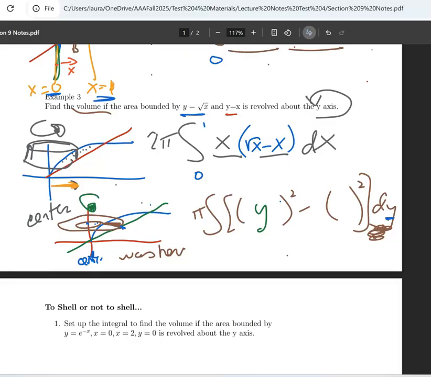So if I take this and solve it for x, so I get that in terms of y, I'd have x equal y squared. So y squared. Okay, so now these limits of integration have to be y values, right? So let's think about it. This is 0. Oh, yeah, it would be 0 to 1 on the y-axis as well.